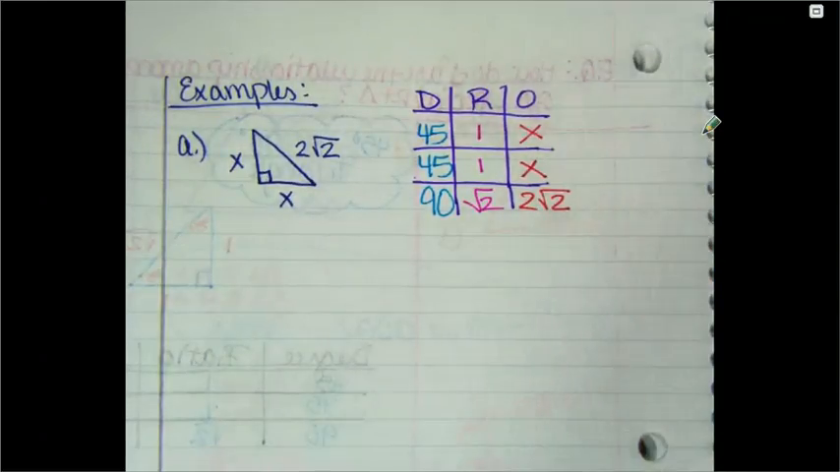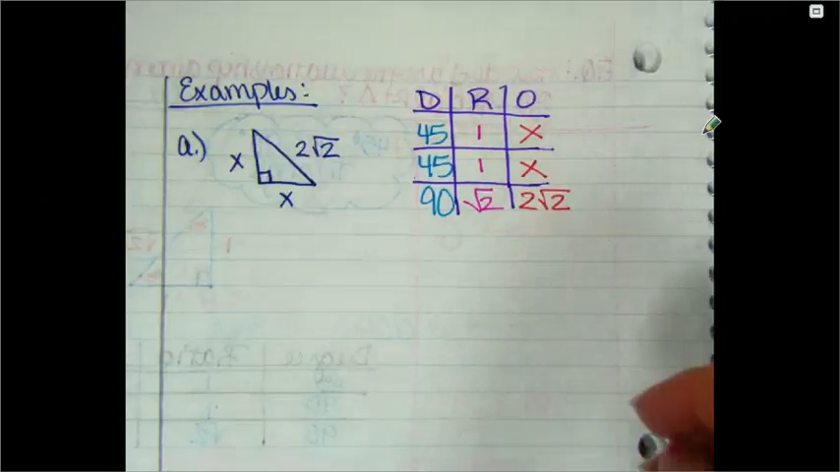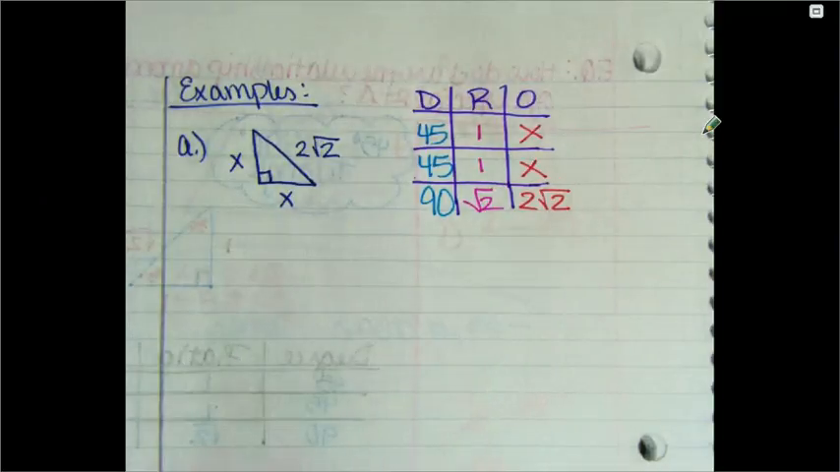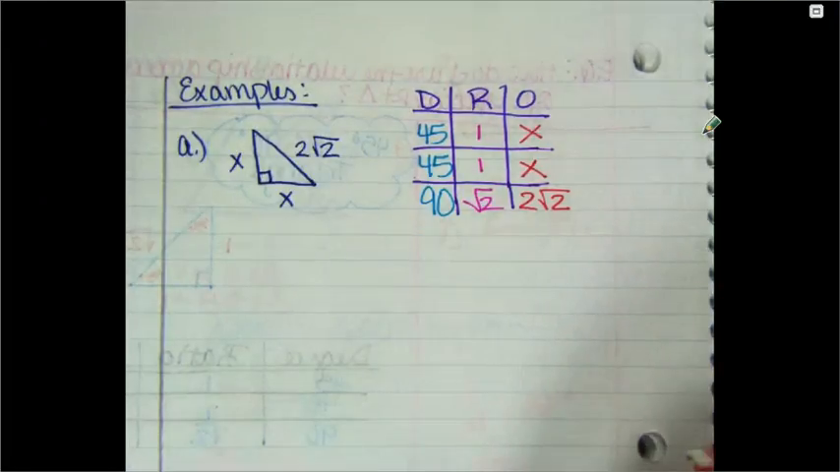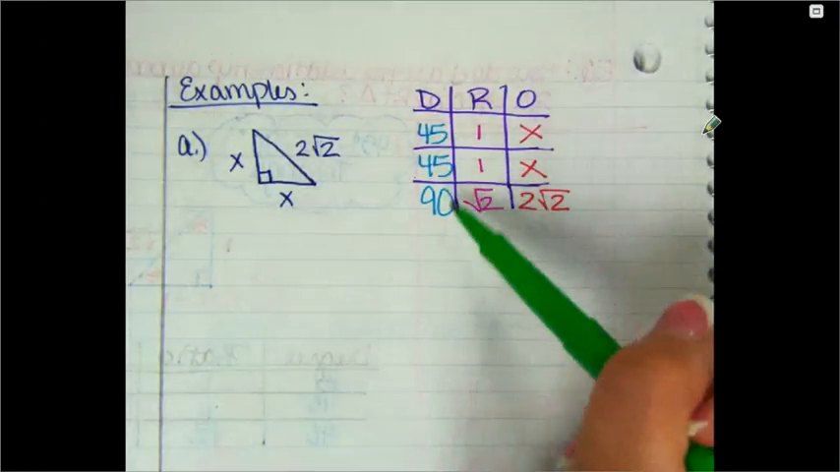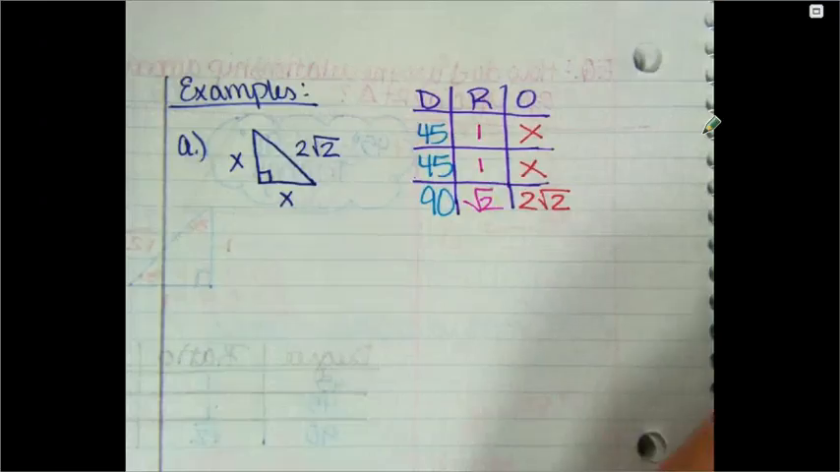Do you think we're done? I have an X, therefore I probably should what for it? Solve. Oh, solve. That's a good idea. Pay attention. Here we go. Because the ratio for 45, 45, 90 is 1, 1, radical 2, that I just need to know.